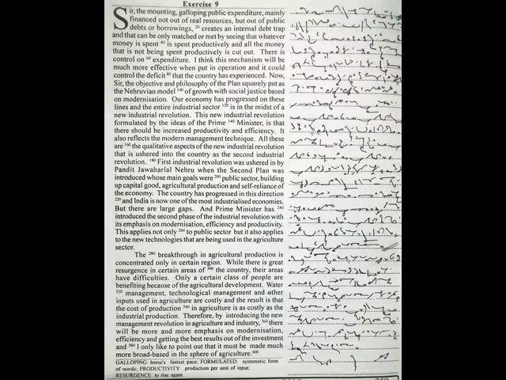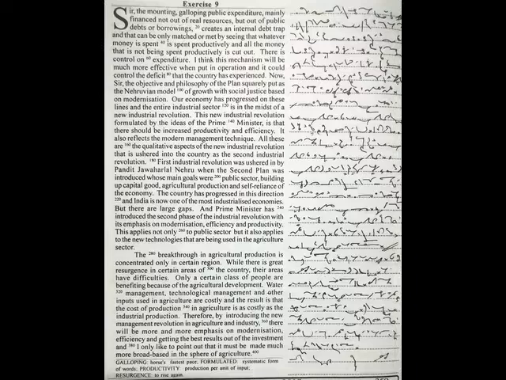Exercise 9 and 10. Sir, the mounting galloping public expenditure mainly financed not out of real resources but out of public debts or borrowings creates an internal debt trap, and that can be only matched or met by seeing that whatever money is spent productively, and all the money that is not being spent productively is cut out. There is control on expenditure. I think this mechanism will be much more effective when we put in operation, and it could control the deficit that the country has experienced.